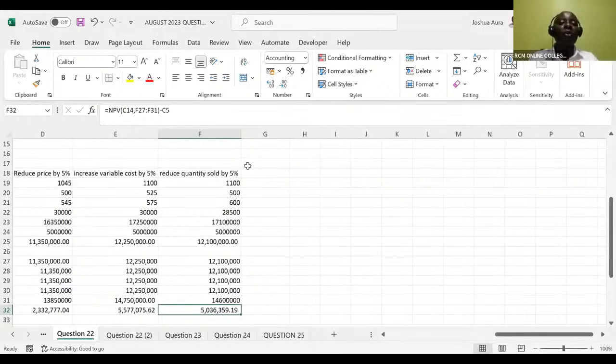Let's see whether somebody has been able to do this sensitivity of fixed cost. Fixed cost. Let's see. Sensitivity of fixed cost.